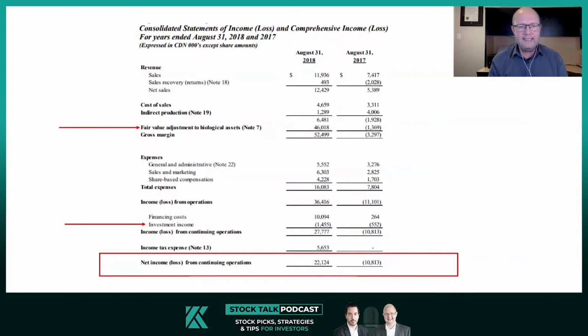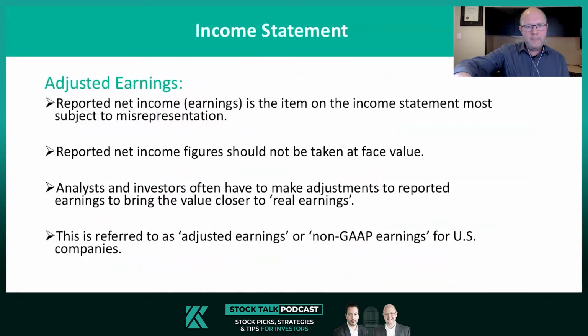And right away, I can see a couple of things. Fair value adjustment to assets, $46 million gain. Investment income, $1.4 million gain. So this is significant, and this needs to be considered. This brings up the subject of adjusted earnings. So you take the earnings that are reported from the company, you go through the financial statements, and you make whatever adjustments you need to make in order to bring those earnings to something that you consider to be close to cash flow profitability.